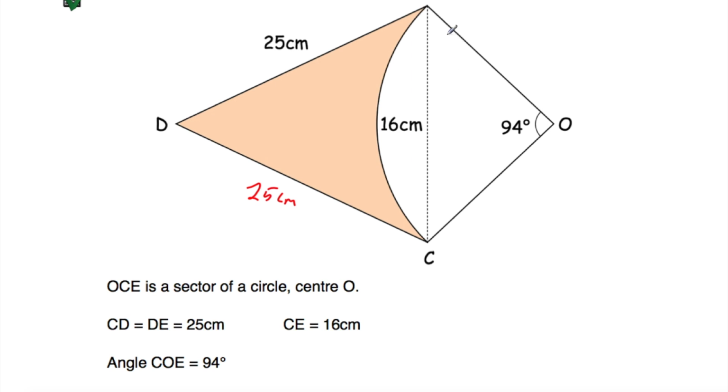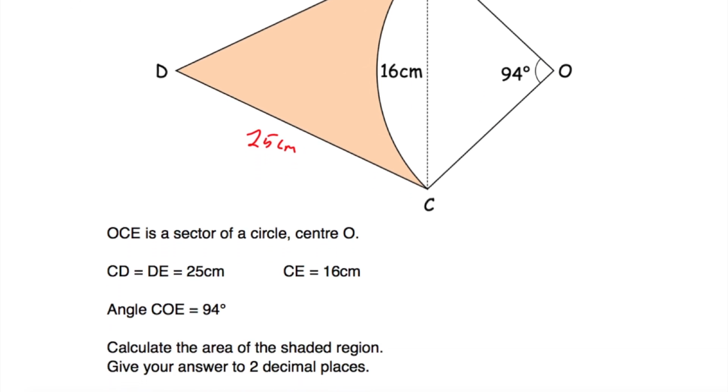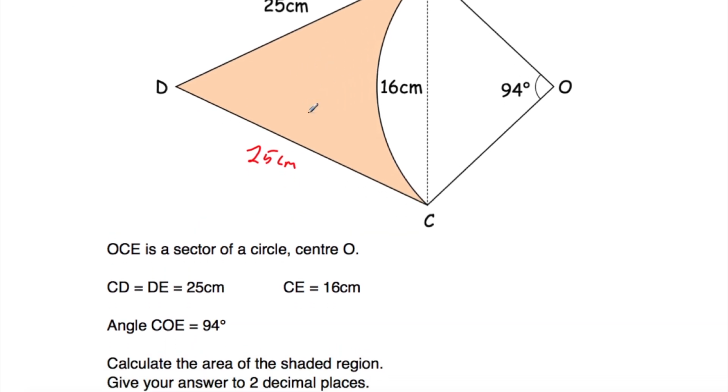We're then told the angle COE is 94 degrees. And we've been asked to calculate the area of the shaded region. So we want to find the area of this shaded region and to give our answer to 2 decimal places.